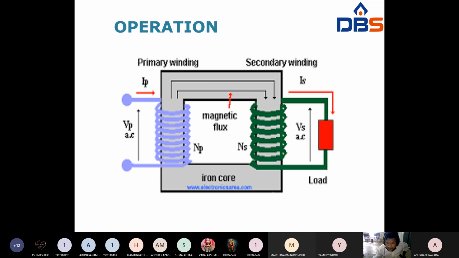Whenever the flux is linking with the secondary winding, because of that flux an EMF is induced in the secondary winding. Because of that induced EMF in the secondary winding, an induced secondary current IS is flowing through the load circuit. So this is about the principle of operation of a transformer.